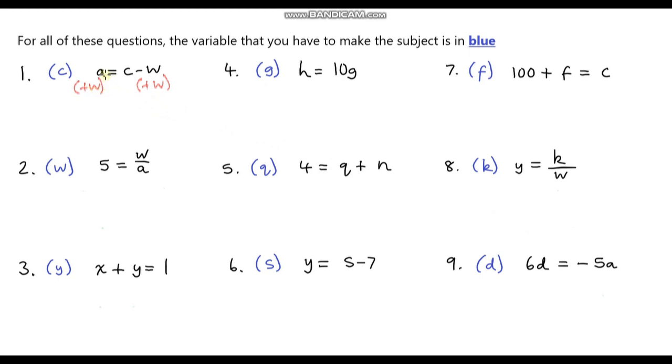So on the left hand side, we've got A plus W. And that equals, on the right hand side, we're just left with C. So I'm just going to put C on the left hand side. So my final answer will be C is equal to A plus W.